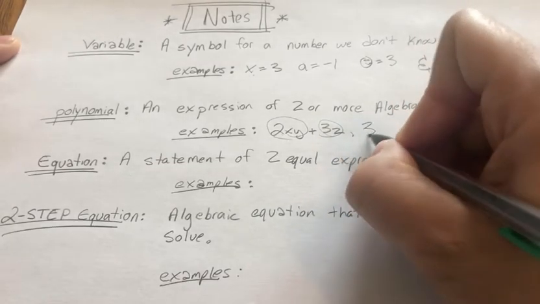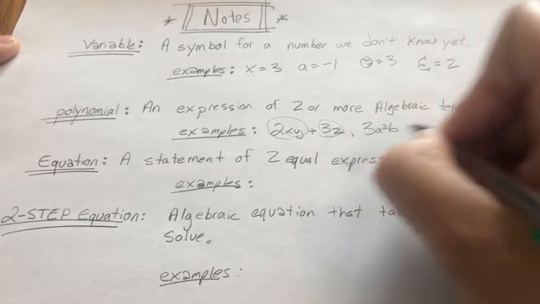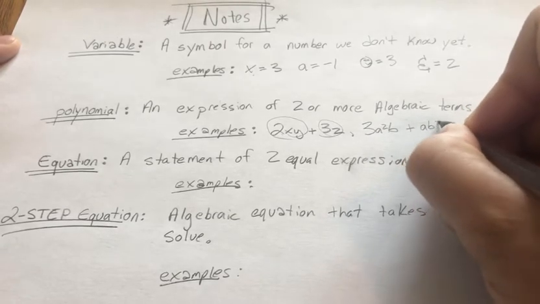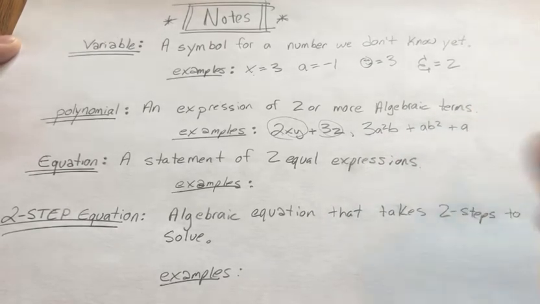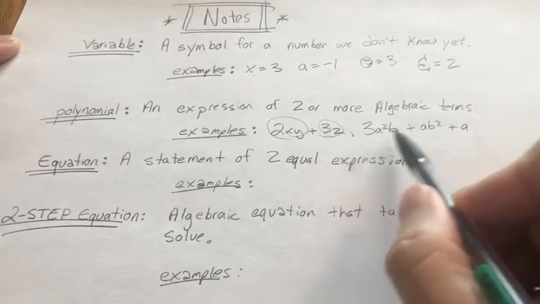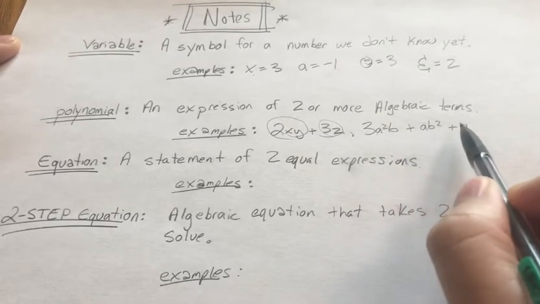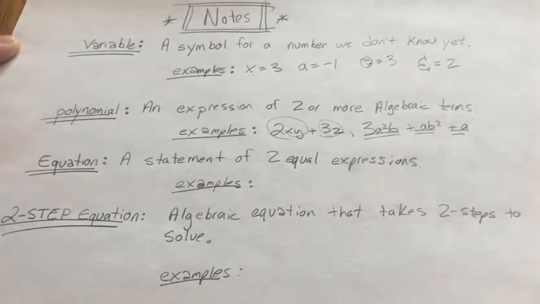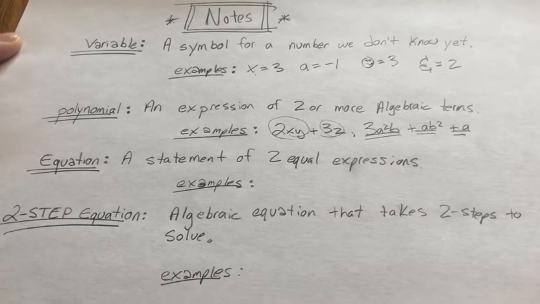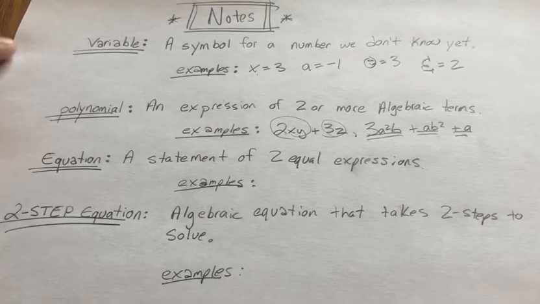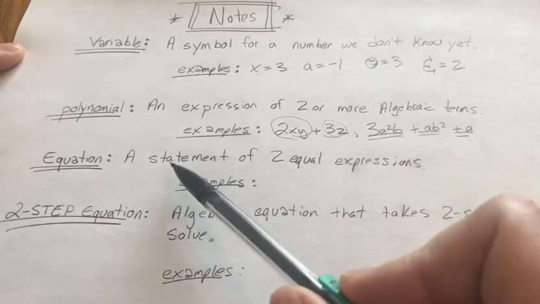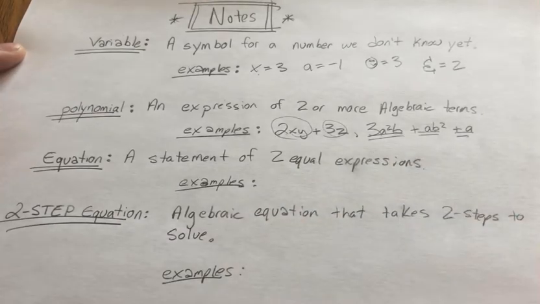Or for example, 3a squared b plus ab squared plus a. A polynomial, one term, two terms, three terms. It's got three separate parts, three separate terms. The next is an equation. It's just a statement of two equal expressions.